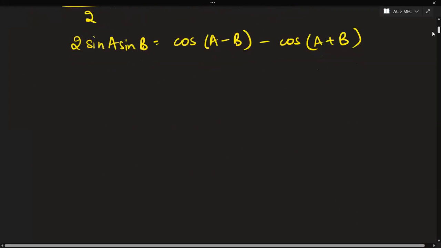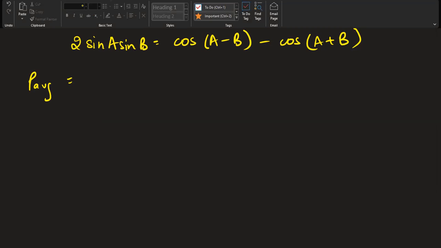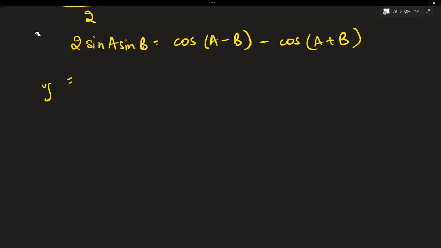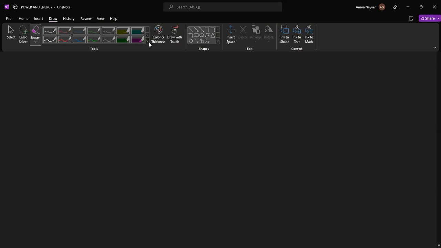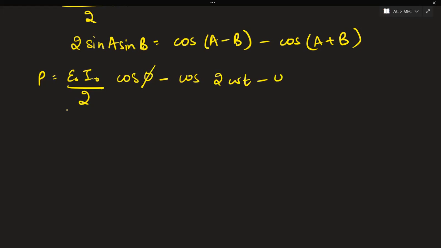If you substitute this identity, you'll get the average power. Average power, we are calculating what? Average power dissipated per cycle. Before that, let's write the instantaneous power and put it into the identity. The instantaneous power becomes E naught I naught divided by 2, and the rest you will get cos phi minus cos 2 omega t minus phi.